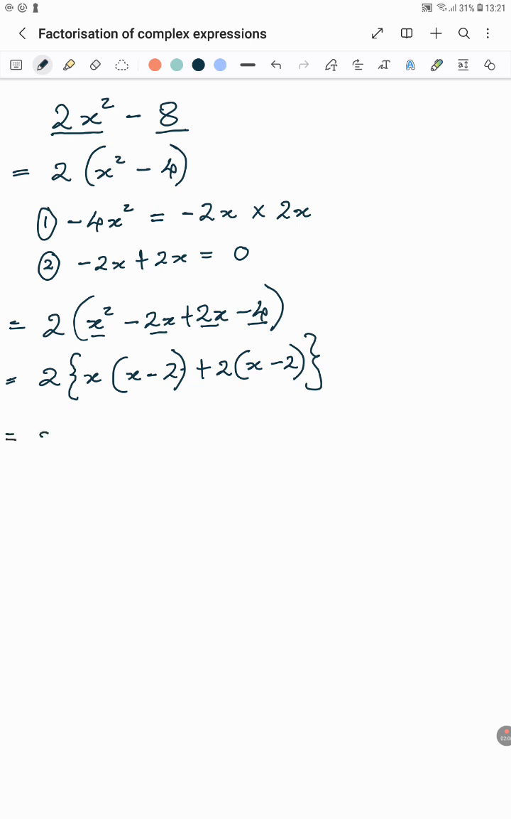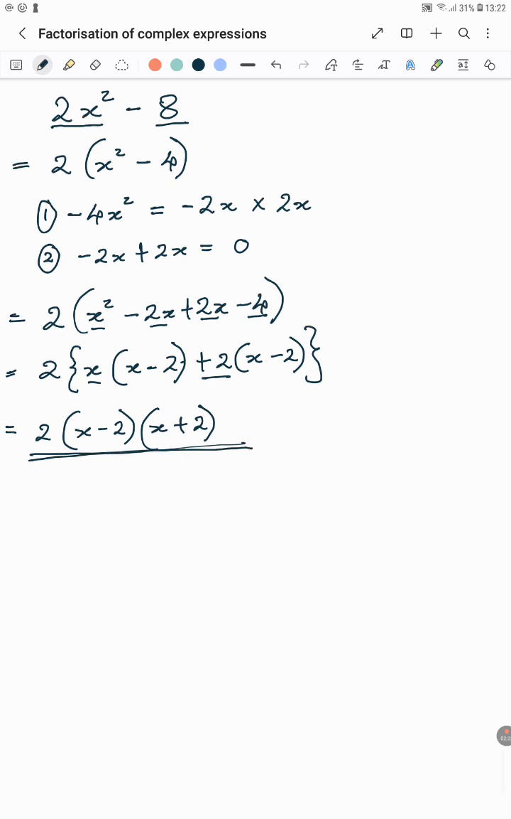So here you're going to have two brackets, which is x minus 2, and the other one, which is x plus 2, and here you will be done factorizing. Okay, let's look at another example.